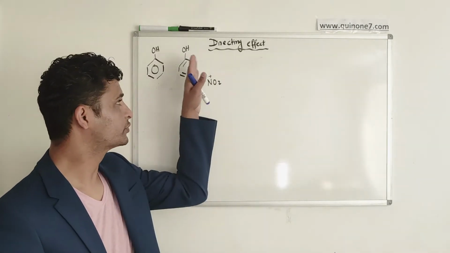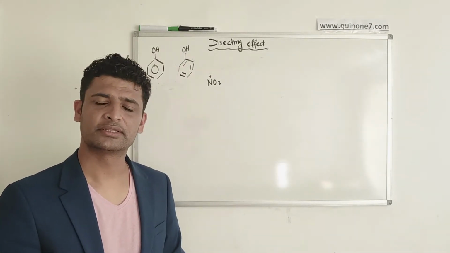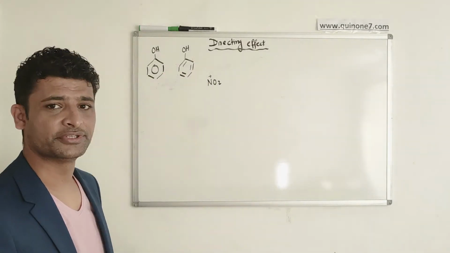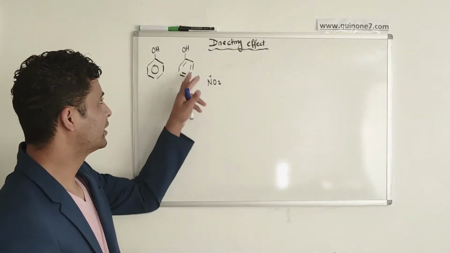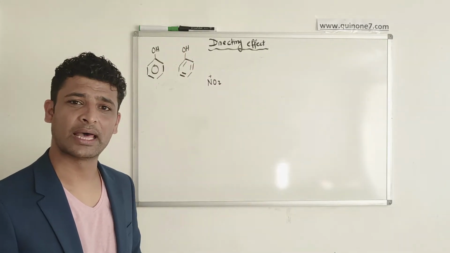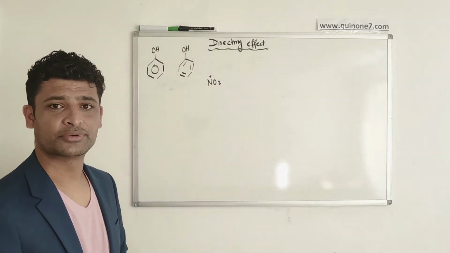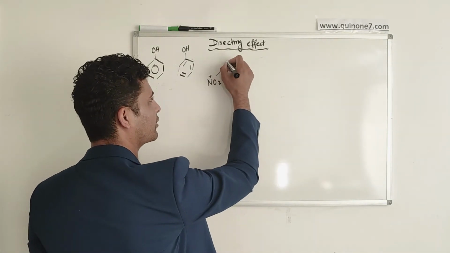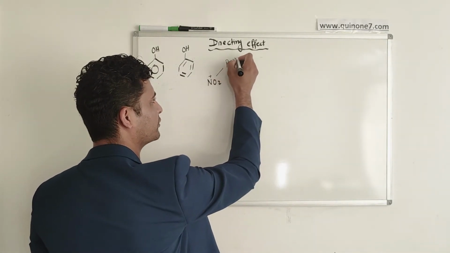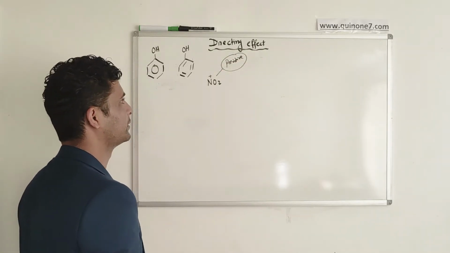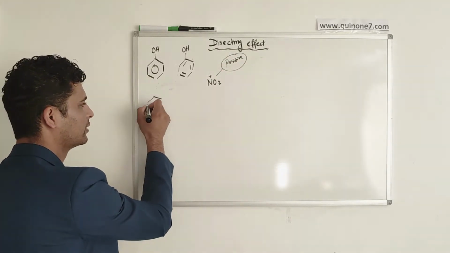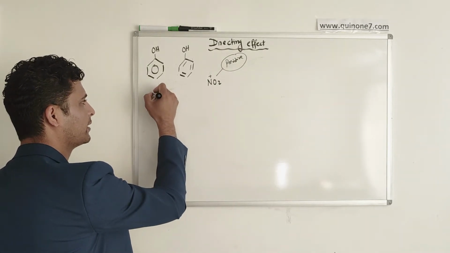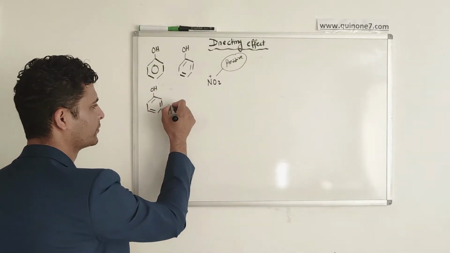If this group approaches, the benzene ring would allow it to go onto any of the positions. But we will see how this hydroxyl group is going to direct this NO2 group. Now to understand the NO2 group, you need to understand that NO2 has a positive charge on it. Now we're going to start with the delocalization, how the electron pair is delocalized.